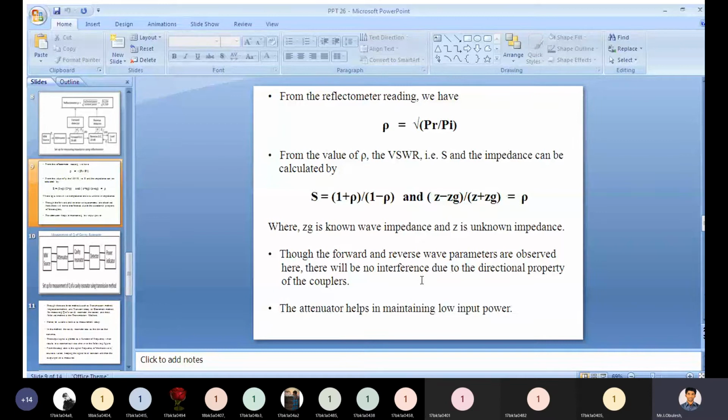You can also represent it in this manner: rho equals Z minus Z0 divided by Z plus Z0, where Z0 is the known wave impedance value and Z is the unknown impedance value.